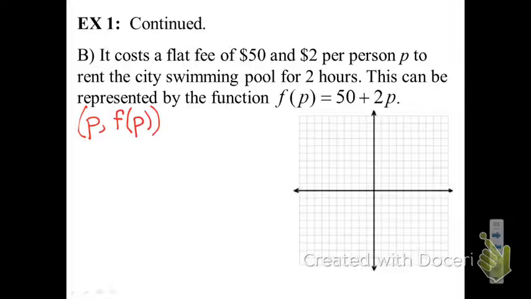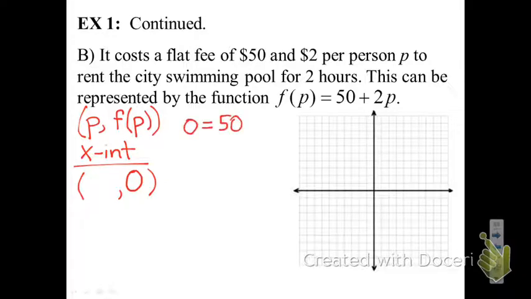I like that. Okay, so if I want to identify my x-intercept, some of you guys, you weren't following me on the last one for the x-intercept, right? The x-intercept is when, which of these two values is 0? The P or the F of P? The F of P. So I'm going to take this equation, F of P, and instead of having F of P, what are we going to put there? 1. So 0 equals 50 plus 2P. And how do we solve this?